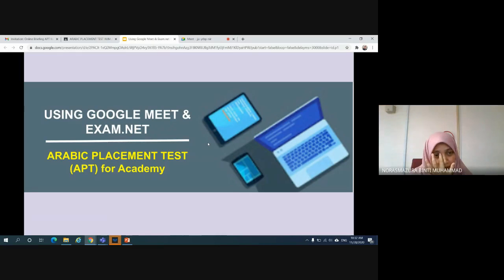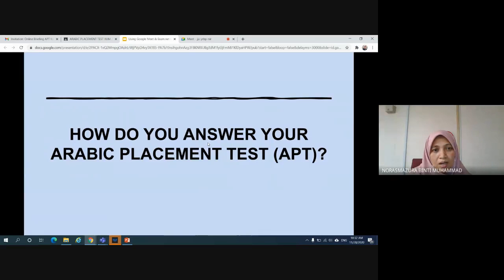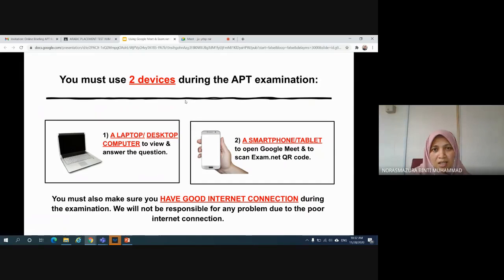Then make sure that you have, okay, how do you answer your APT placement test? Okay, you must have 2 devices during the APT examination. Okay, a laptop or desktop computer to view and answer the question. Okay, a smartphone to open Google Meet and to scan the exam.net QR code. Okay, you must also make sure that you have a good internet connection during the examination. We will not be responsible for any problem due to poor internet connection. Okay, so the laptop is for the question.